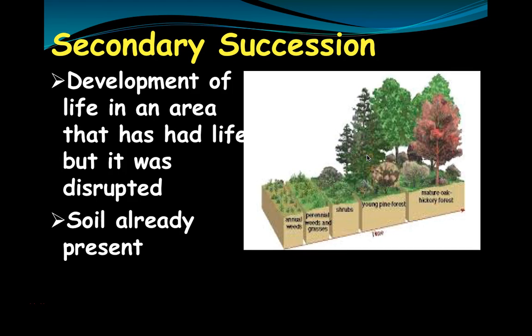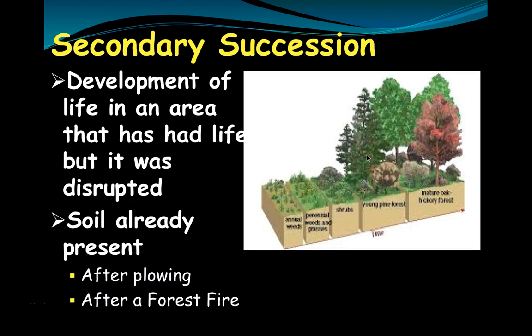The second type of succession is called secondary succession, in which we already have soil present when we have to start the process of regrowth. Typically, this happens to an area that has already reached the climax community stage and some type of natural disaster occurred. Maybe something like a forest fire or a tornado, hurricane, or even after plowing.